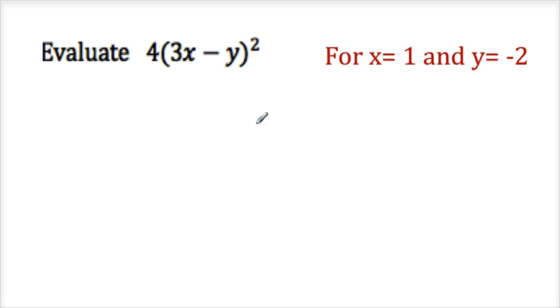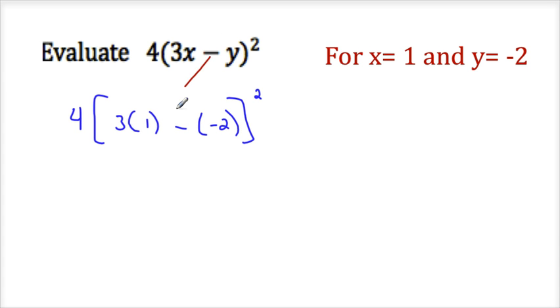Alright, so our last example, similar. 4 times the quantity of 3x minus 4y squared. So again, I'm going to plug in 4 times, I'm going to use brackets. 3 times 1, plugging in for x, minus negative 2, plugging in for y, squared. Okay, again, be careful, the minus sign belongs to the formula, and the negative sign belongs to the negative 2 for y.